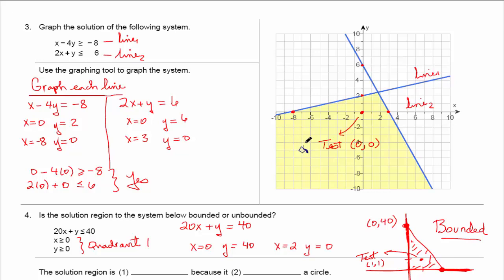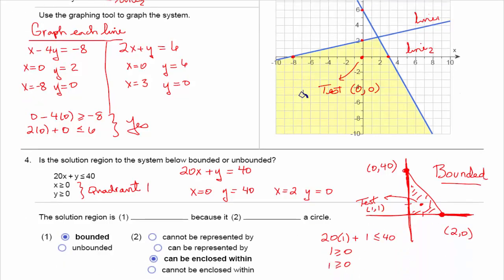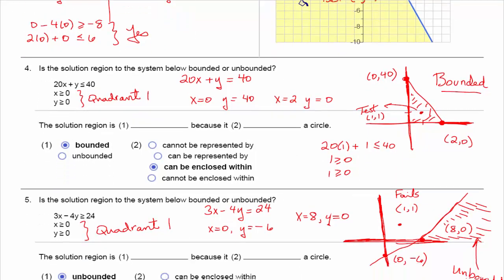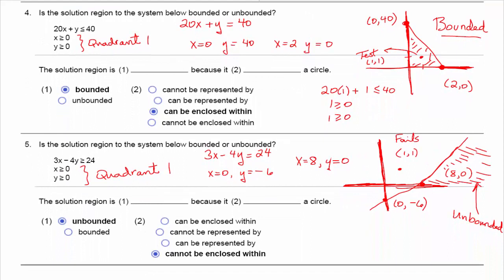All right, in question 4, they want us to know, is the solution bounded or unbounded? Well, bounded means it's covered on all the sides. Unbounded is there is a region that extends off to infinity. So let's see.